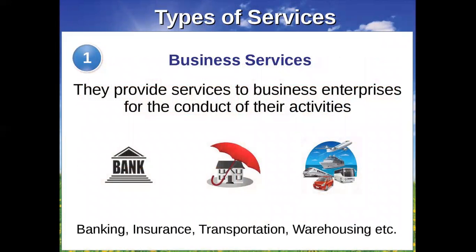Now, types of services. This chapter is called business services. Other than business services, there are other services also, like personal services and social services. We'll understand that. Business services are those provided to business enterprises for the conduct of their activities. You remember in the first chapter we did trade auxiliaries: banking, insurance, transportation, warehousing. All these give support to business, so these are called business services.